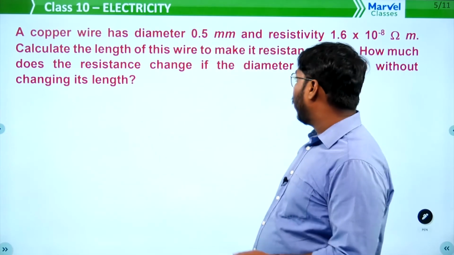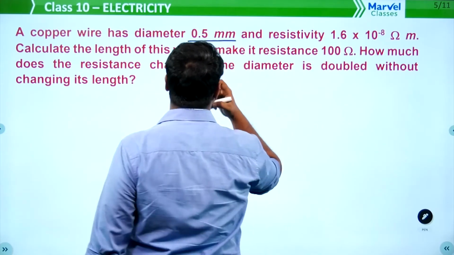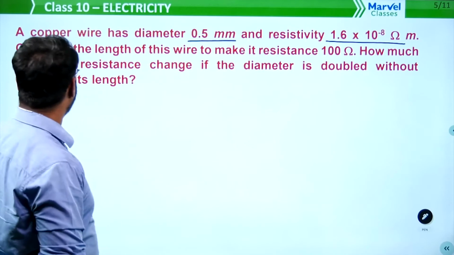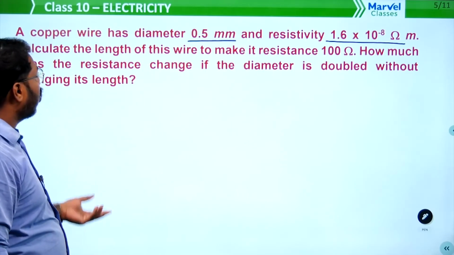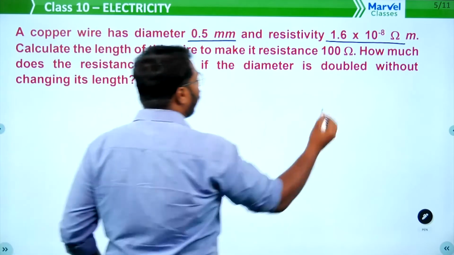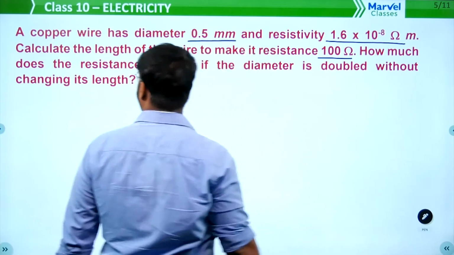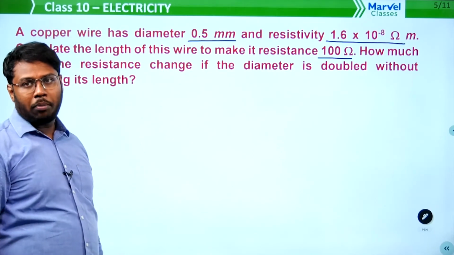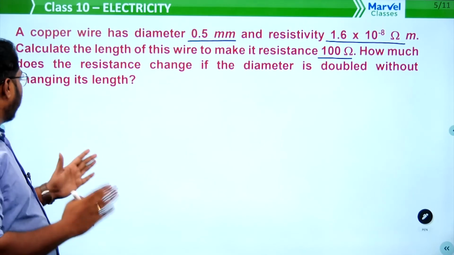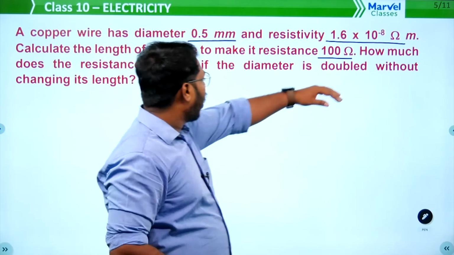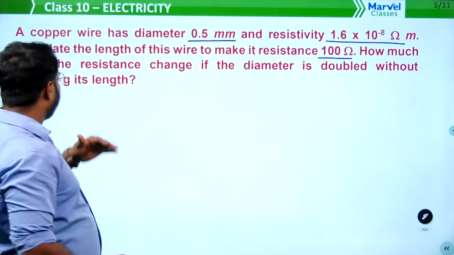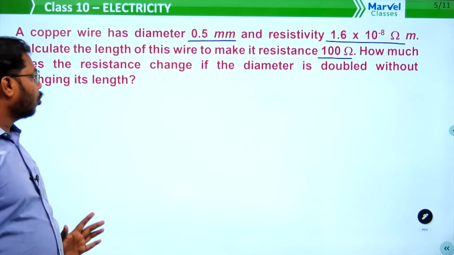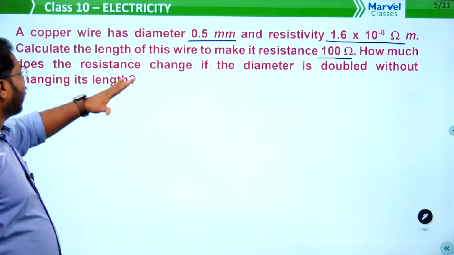Here, a copper wire has a diameter of 0.5 millimeter and the resistivity of 1.6 into 10 power minus 8 ohm meter. Calculate the length of this wire to make its resistance 100 ohms. How much does the resistance change if the diameter is doubled without changing its length? I am allowed to double only the diameter, but the length is not allowed to double. So in that case, what am I supposed to do? How much does the resistance change?